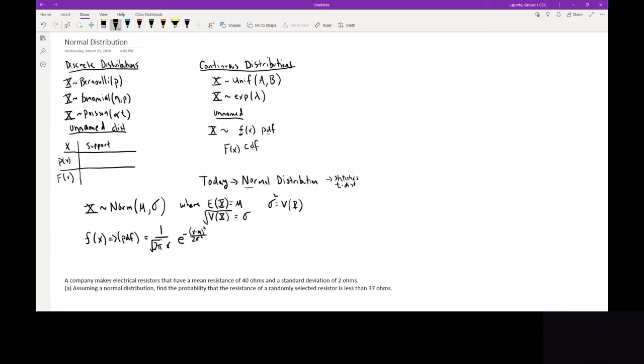So 2 sigma squared. And the support for this distribution, as you may have guessed if you look at this function, has no limits on it. It's basically from negative infinity all the way to infinity. So the support for the normal distribution is all real numbers.